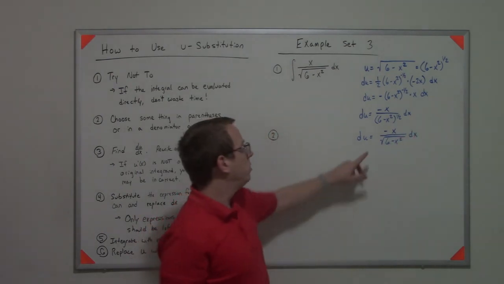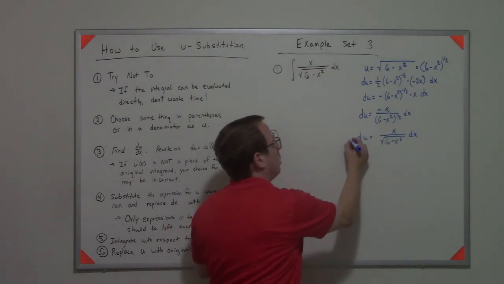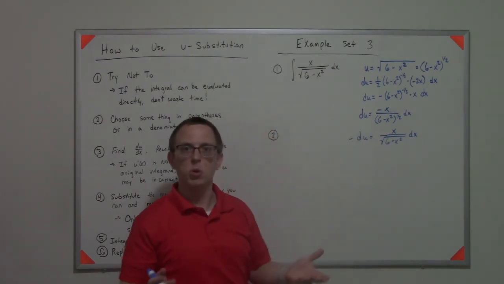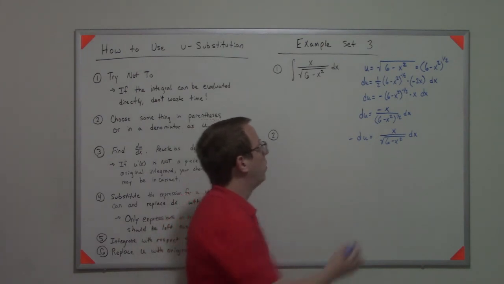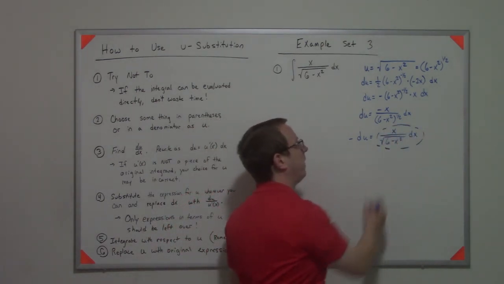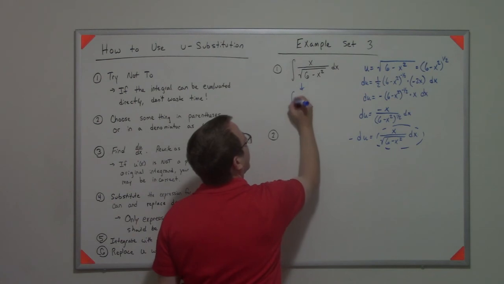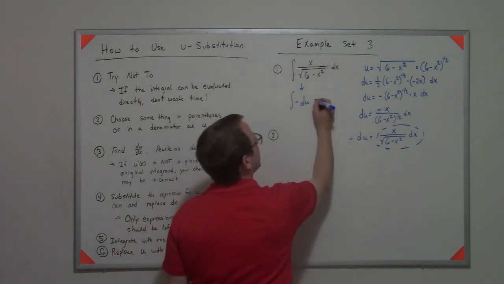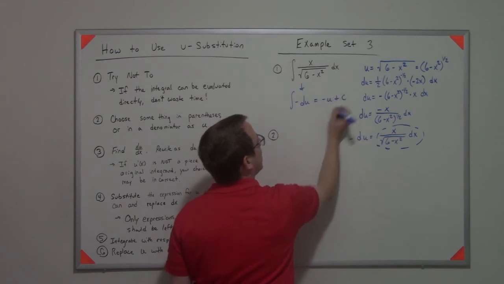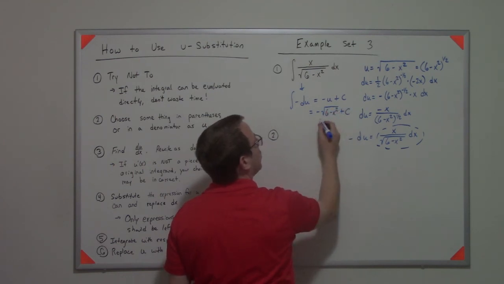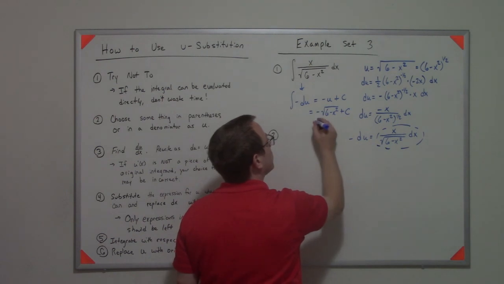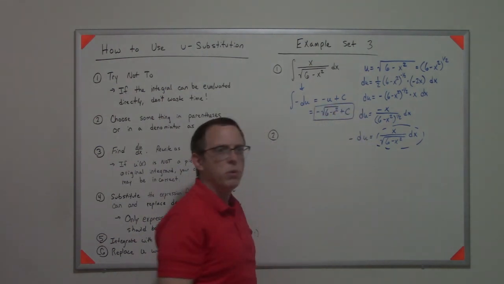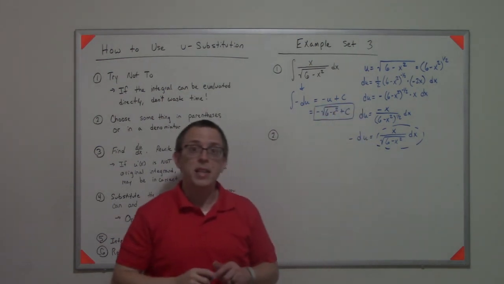So then I'm going to take this negative, put it over there, because I just multiply both sides by negative 1. So that's just negative du, which is negative u plus c, which is negative square root of 6 minus x squared plus c. Which should be what I already got. I don't remember, I erased it. But that's another way to do it.